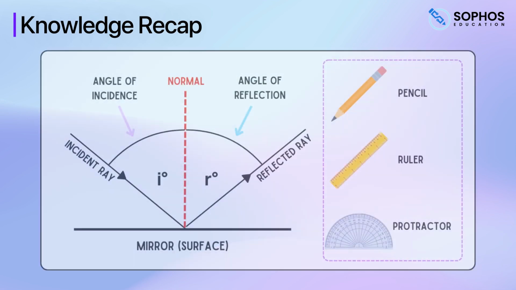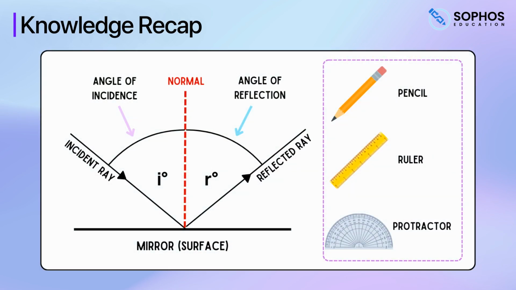So far, we have familiarized ourselves with the concept of reflection and practiced constructing ray diagrams to show how light reflects off surfaces. Building on this foundation, we can now deepen our understanding by exploring how these principles apply specifically to mirrors. Let's get started.